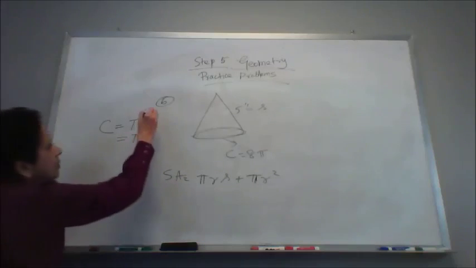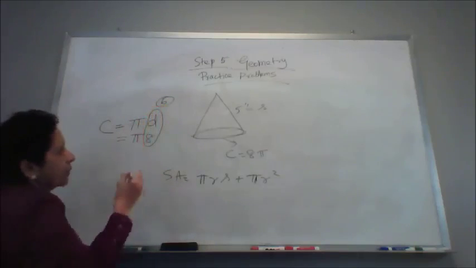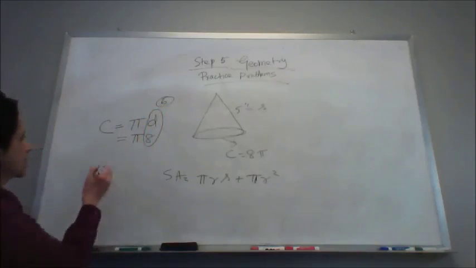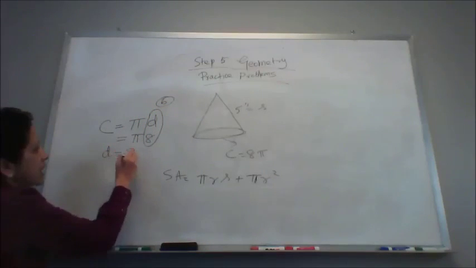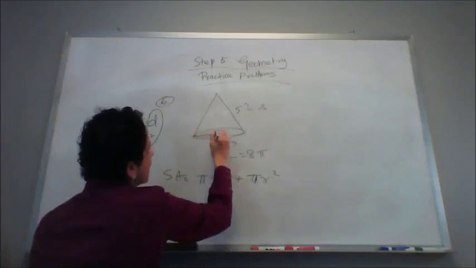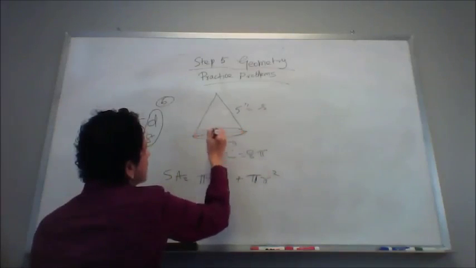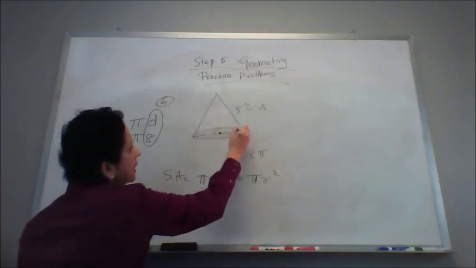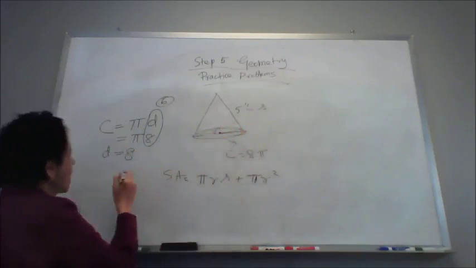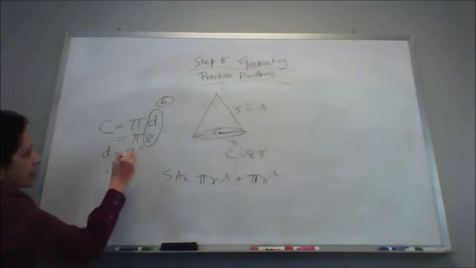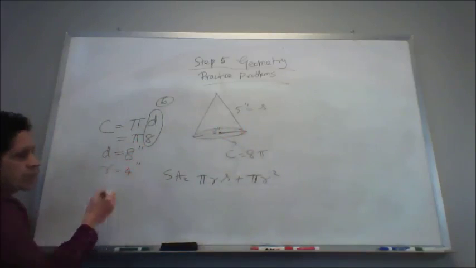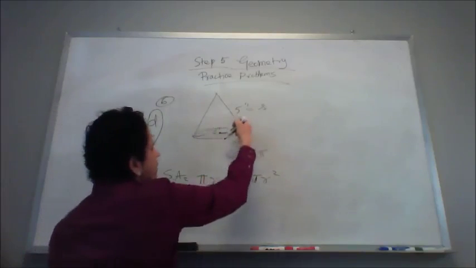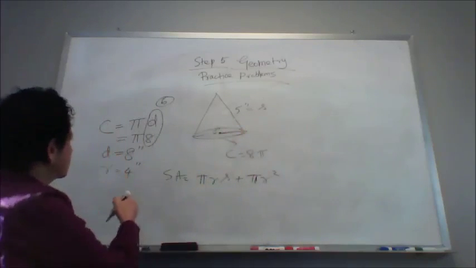So then you just plug and play. If you compare the two, d is exactly 8, right? So what this means is that the diameter is exactly 8 inches. Okay. So what is the radius? Radius is exactly half. So if the diameter is 8 inches, the radius is 4 inches. So now I've got r. So s equals 5, and r equals 4.